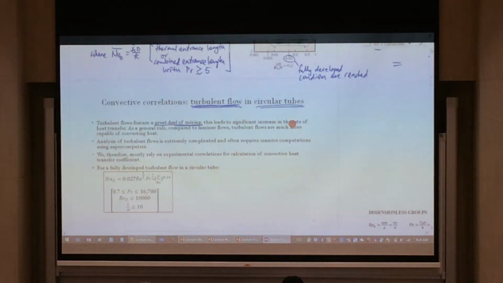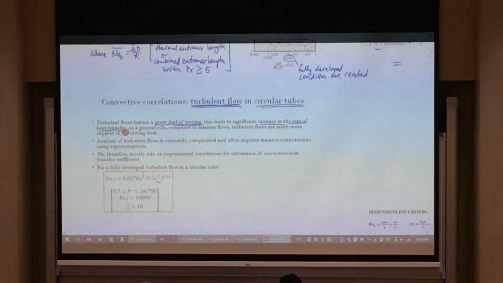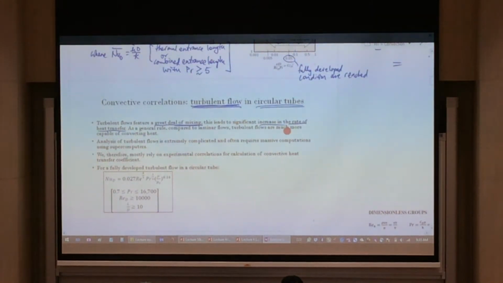So that's what I was saying. It increases the rate of heat transfer in the turbulent region. And your turbulent flows are much more capable of convective heat transfer. So the kind of heat that's transferring from the solid pipe to your fluid that's flowing inside the pipe, that kind of heat transfer is convective heat transfer.